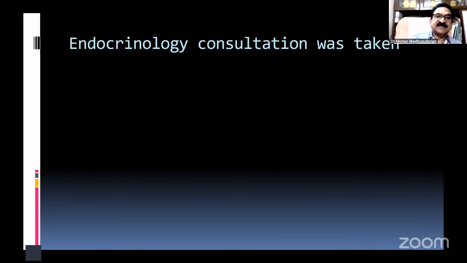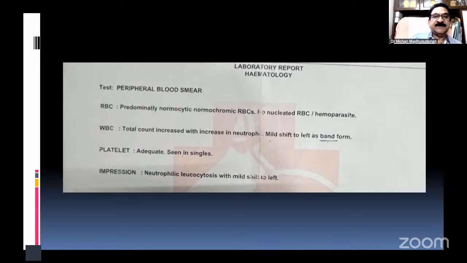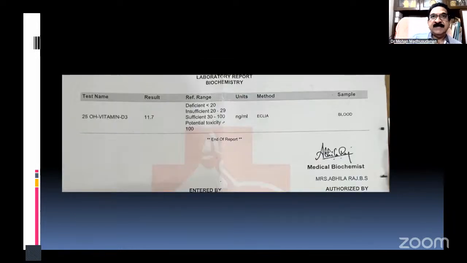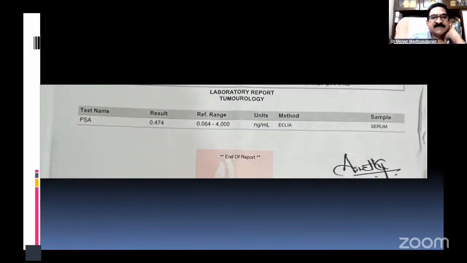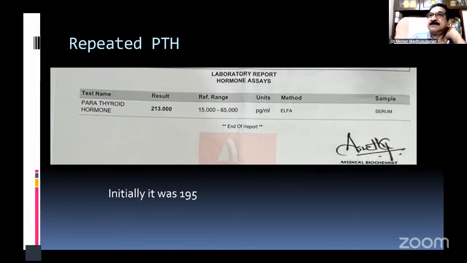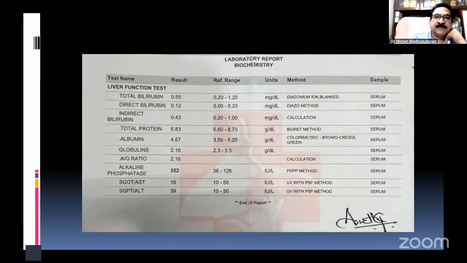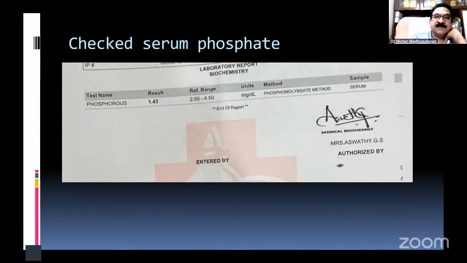So the endocrinology consultation was done. See the peripheral smear. Vitamin D was low, though many people can have normal vitamin D. PSA was normal. The repeated parathyroid hormone is a little higher now, 213; initially it was 195. In the blood parameters, calcium is normal, and phosphorus is 1.4, as Joy was telling. Phosphorus is decreased. Calcium normal, phosphorus decreased at 1.4. What would you like to do?